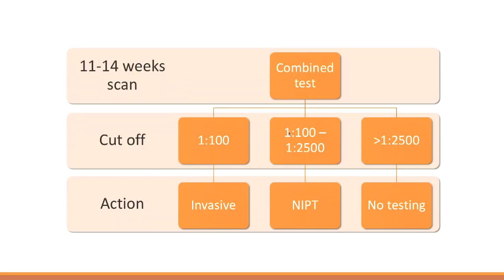Now, the cutoff is very important, as I told you. If you use a cutoff of around 1 in 250 and employ the same system, it will not bring a decrease in your false positive rate. Your invasive tests are still going to be high, and therefore, you should bring the cutoff down to 1 in 100 and thereby decrease your false positive rate and use the NIPT in such a way that you do not increase your invasive test rates.